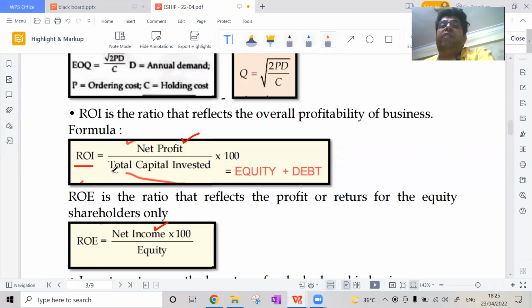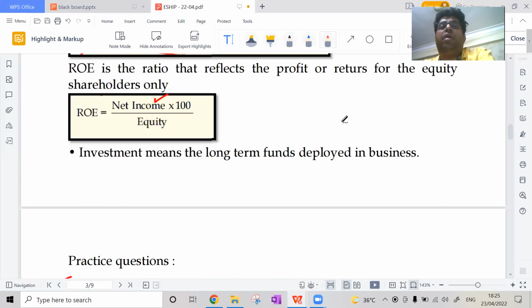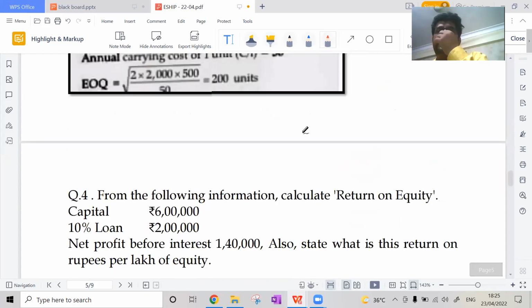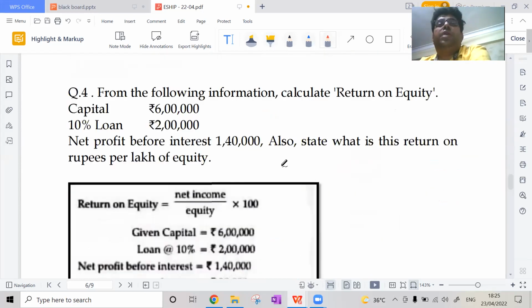And when we divide, it will be total capital investment done, and it will be equity plus debt. So here I am focusing on that, equity plus debt. Now we will be focusing on one question in that. Now see one of the questions, and this is the ROI and ROE question. From the following information, calculate return on equity. Again, the return on equity formula is what? Net income divided by equity. Now, net profit they have given it is 1,40,000. Also state what is the return on rupee per lakh of equity.